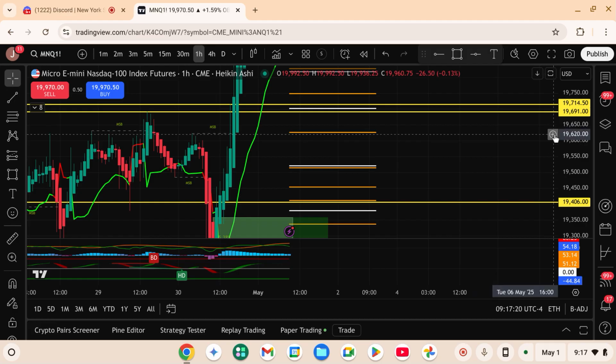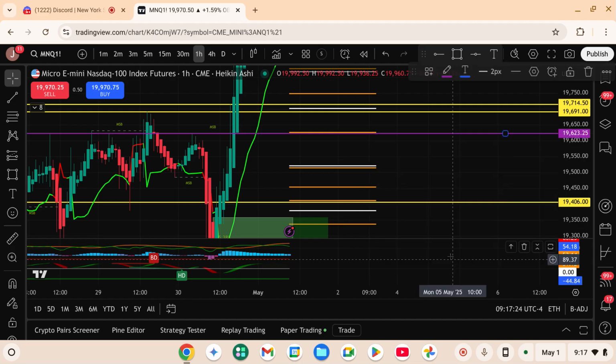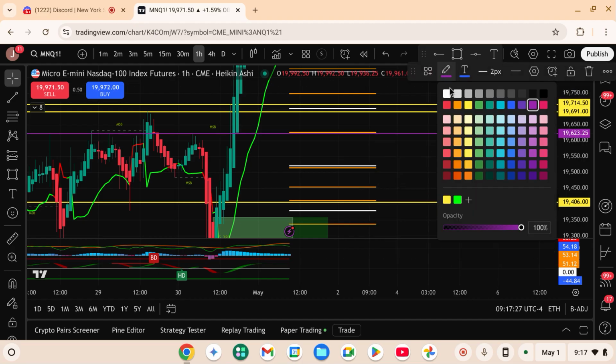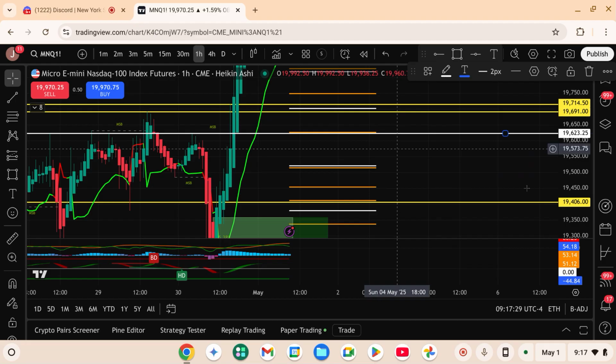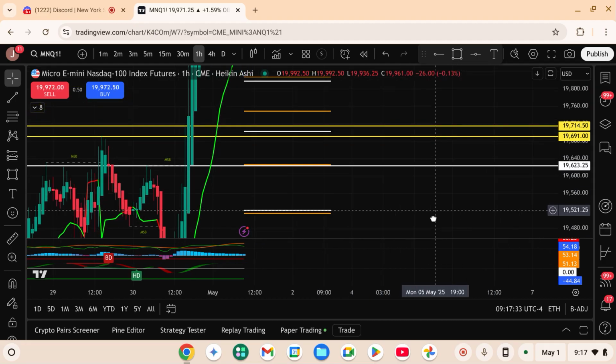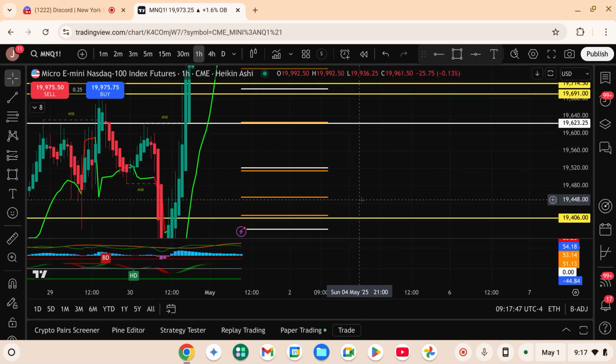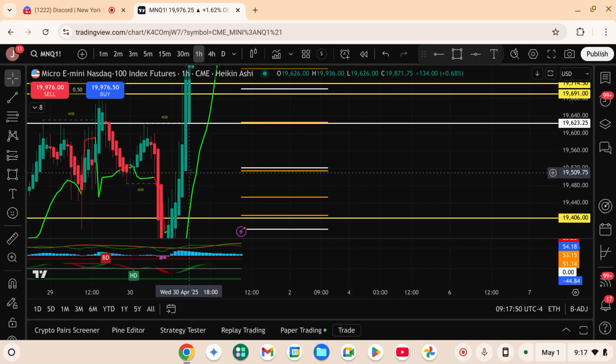So if we draw this here, let's turn that white, and I'll show y'all what I mean. So the move would have to be break down here, tap this, and then maybe retest this, and then break through here to confirm that it wants to tap into this area here. I have to break that structure right here, break through this structure.